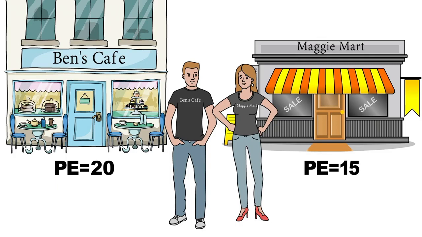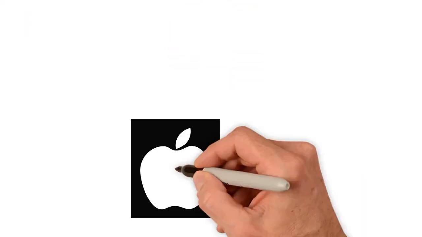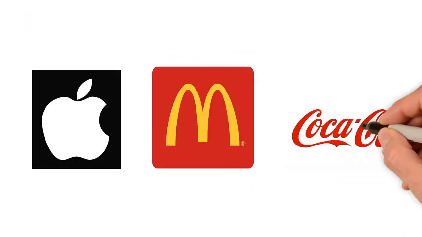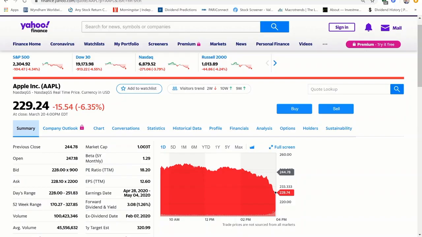Now let's apply what we have learned from Maggie and Ben to companies like Apple, McDonald's, and Coca-Cola. There are many websites you can use to find the PE for the companies you are interested in investing in. Nearly all brokerage and investment service websites and apps will list the PE. I am showing you Yahoo Finance here because it is free and does not require an account. You can see here the PE is 18.2.